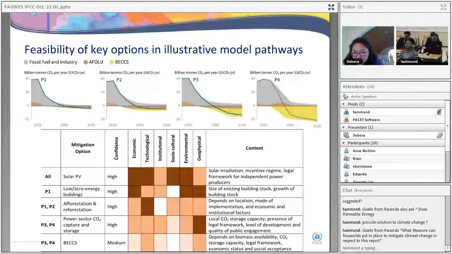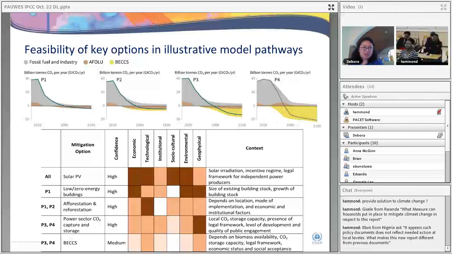What measures can households put in place to mitigate climate change in respect to this report? These are just a subset of the options: we have low and zero energy buildings. We also go back to the question of energy efficiency. Energy efficiency actions as simple as turning the lights off when you leave a room will help a lot in reducing energy demand.